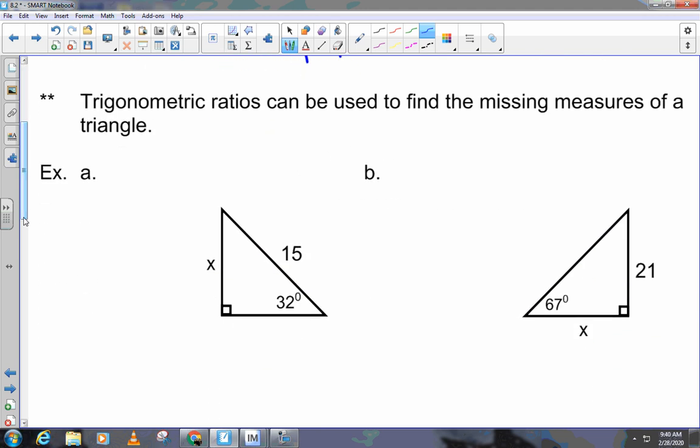Trigonometric ratios can be used to find the missing measures of the triangle. Now, I don't want you to forget about your Pythagorean theorem and your 30, 60, 90, 45, 45, 90, okay? So when you go to do these problems, you want to look at the picture and figure out what you're dealing with, okay? You look at this, this is a 32-degree angle. So it's not 30, 60, 90, it's not 45, 45, 90, and I can't use the Pythagorean theorem, okay? So I have to use trig.